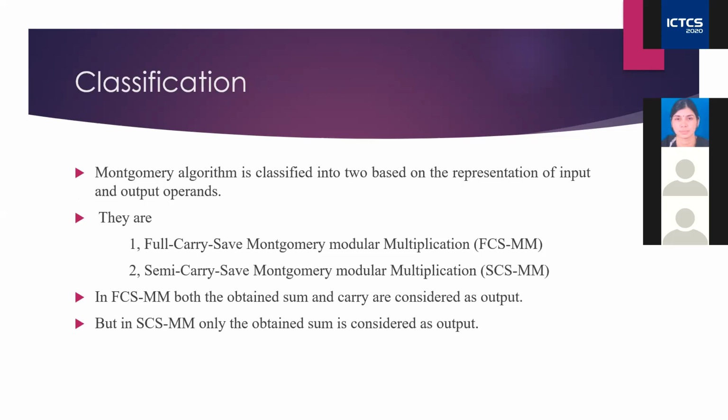Widely, the Montgomery multiplication algorithm is classified into full carry save Montgomery modular multiplication and semi carry save Montgomery modular multiplication. In full carry save Montgomery modular multiplication, both the obtained sum and the carry are considered as output, but in the semi carry save Montgomery modular multiplication algorithm, only the sum is considered as output, and the intermediate result, the carry, will not be considered as output. It is the major advantage of semi carry save over full carry save Montgomery multiplication.